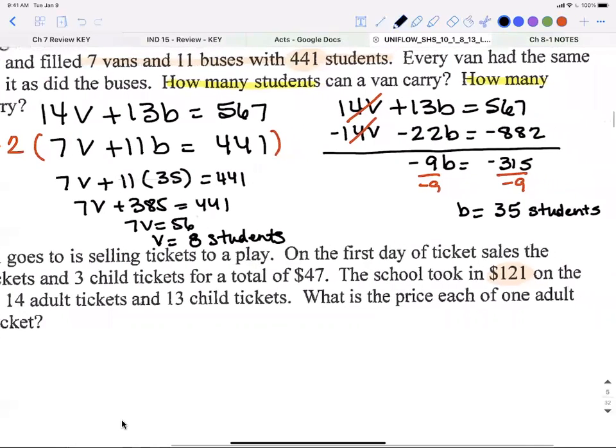And I don't care that they're separated as far as your answer, as long as you square them both, because both are part of your answer. 8 students per van, 35 students per bus. Yes.